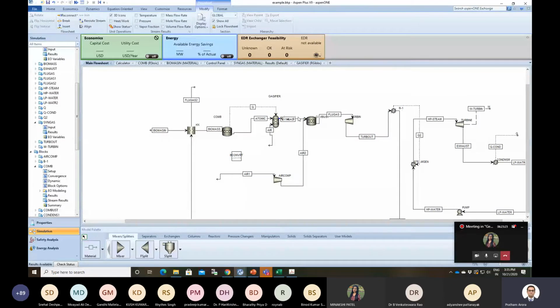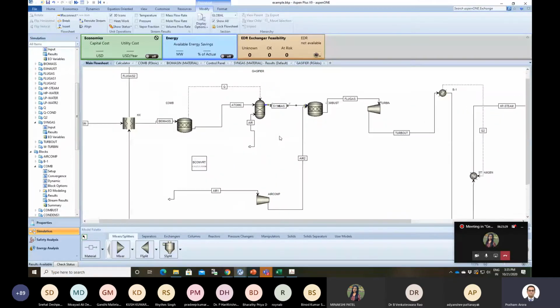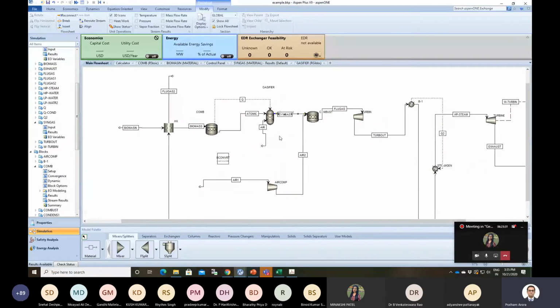Now, what do I do with this syngas? That's another question. One thing I can do with the syngas is use it for chemical production, like I have done in the case of ammonia. Or the other thing is I can combust the syngas at my own leisure. So I will take you through this example where I am combusting the syngas and producing electricity. For combusting the syngas, I would need more air.